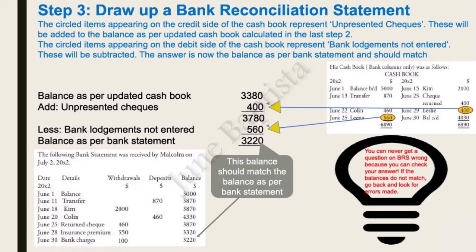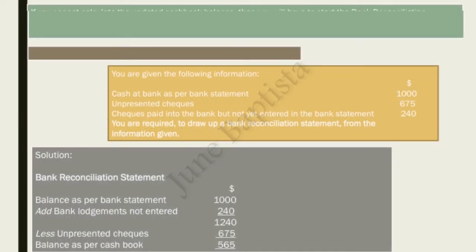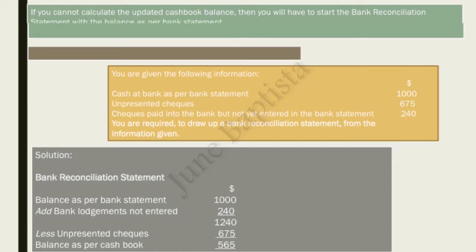Therefore, you can never get a question wrong on bank reconciliation statement because you can check your answer. If the balances do not match, go back and look for errors made and make adjustments accordingly. If you cannot calculate the updated cash book balance, then you will have to start the bank reconciliation statement with the balance as per bank statement. In that case, you will add bank lodgements not credited and subtract unpresented checks.